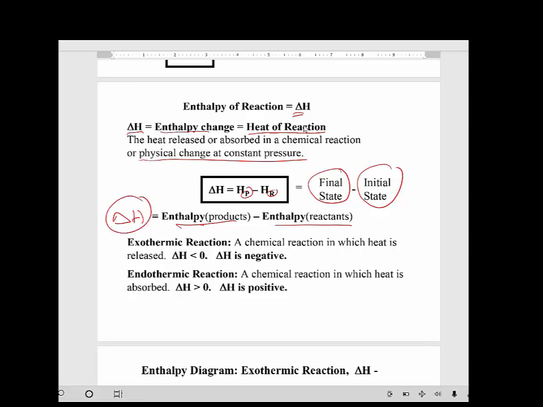An exothermic reaction is one in which heat is released from the system to the surroundings. Delta H is negative. Heat is a product. An endothermic reaction is a reaction in which heat is absorbed. So heat is a reactant, and delta H is positive.